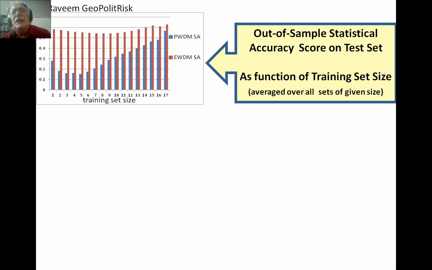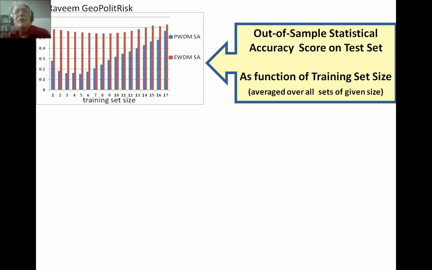And so what you see here is the performance for statistical accuracy over all training sets of a given size. So for example, for training set size 2, we take all pairs of variables, we initialize the model on these pairs of variables, and use that to predict the complementary set called the test set of variables. And what you see here is that for a very small training set, the performance weighting is inferior to the equal weighting with respect to statistical accuracy.